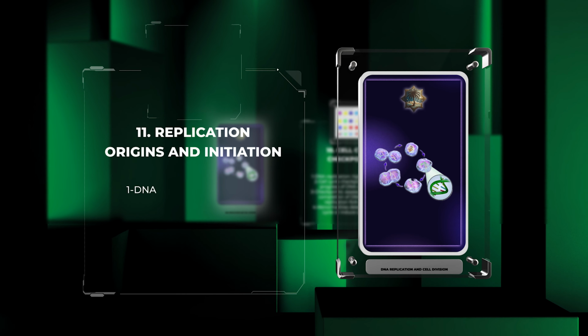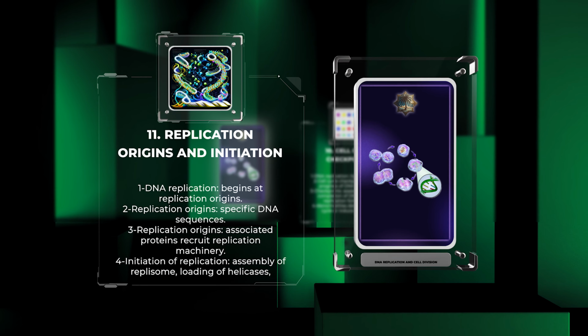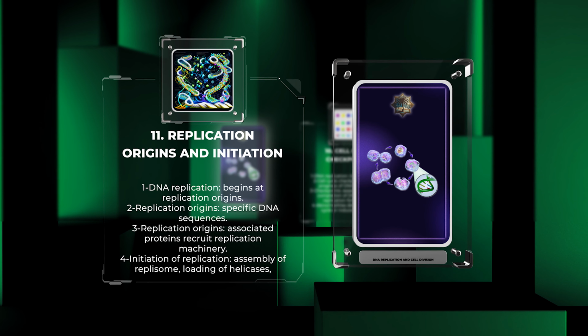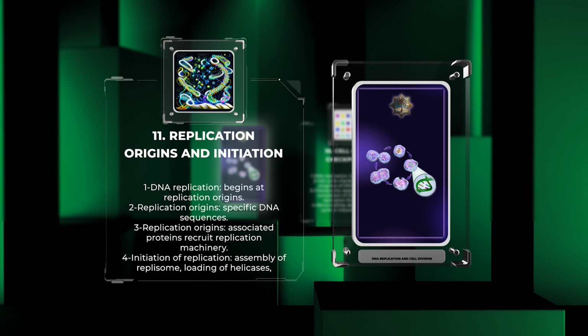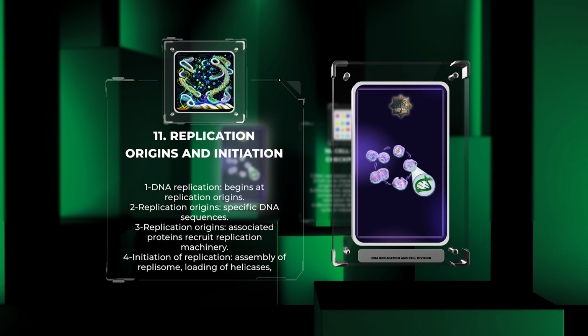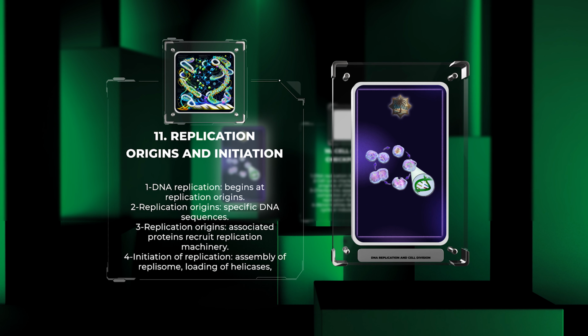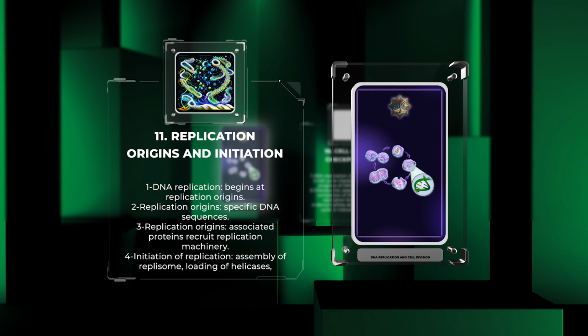DNA replication begins at specific sites called replication origins. Replication origins are characterized by specific DNA sequences and associated proteins that recruit the replication machinery. The initiation of replication involves the assembly of the replisome and the loading of helicases, polymerases, and primases onto the DNA. Initiators and licensing factors tightly control the formation of replication forks, ensuring replication occurs only once per cell cycle.